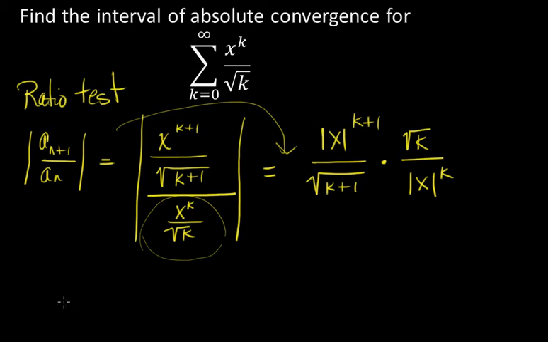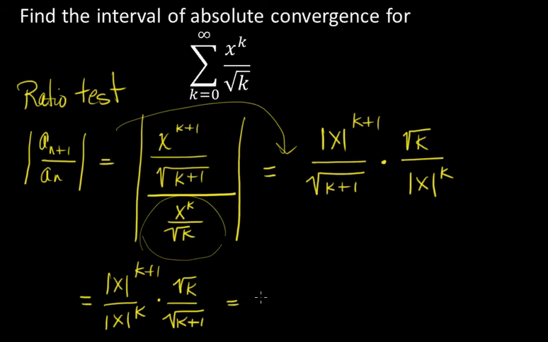Okay, so this then is equal to, put the x's together, we have the absolute value of x to the k plus 1 over the absolute value of x to the k, and here we have the square root of k over the square root of k plus 1. Now again, this step is one that you could skip and go directly to, well, the absolute value of x to the k cancels, and I would write this, since they're both square roots, the square root of k over k plus 1.